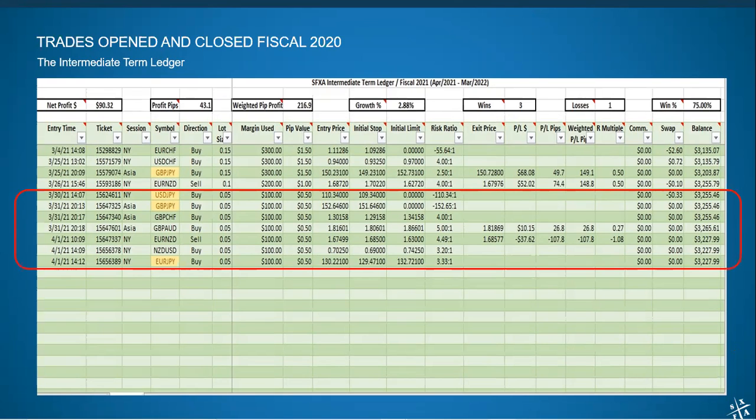So the trades that are highlighted in the red square are the ones that were open last week. Those were closed, one at profit, one at loss, and two earlier trades were closed out, both of them at profit. So collectively, we're up a few percentage points.